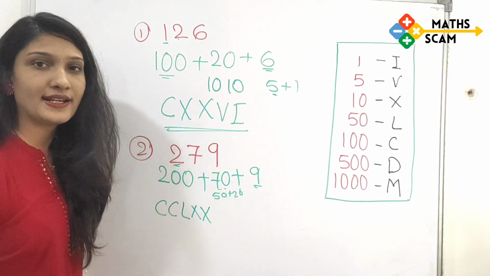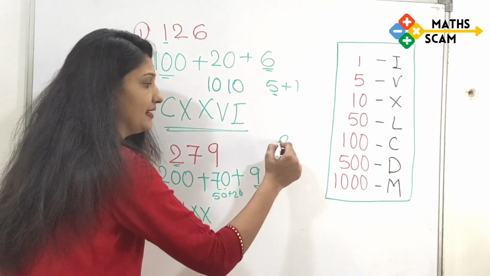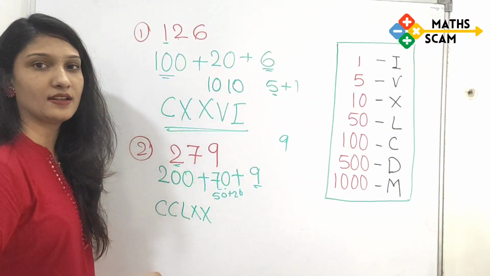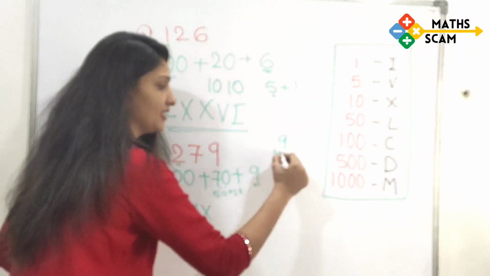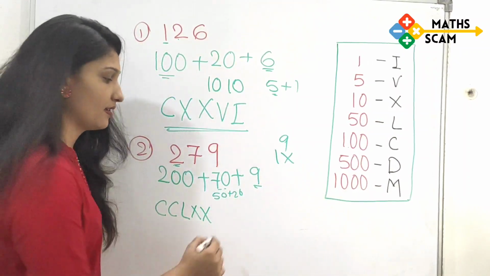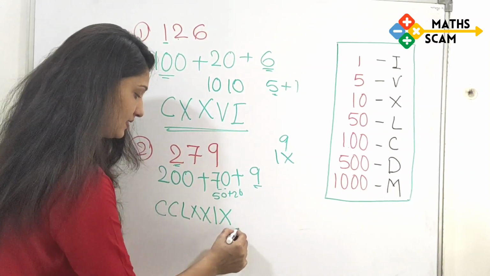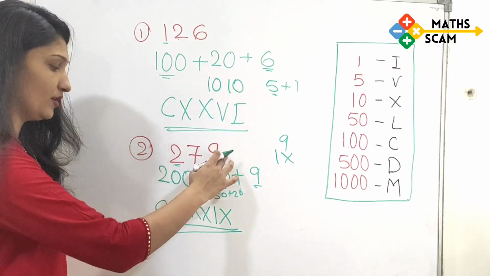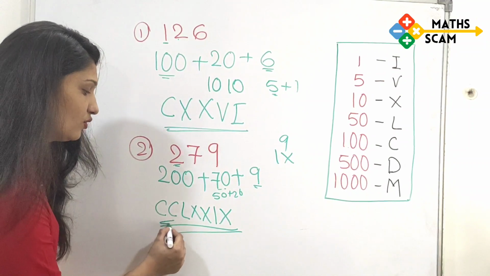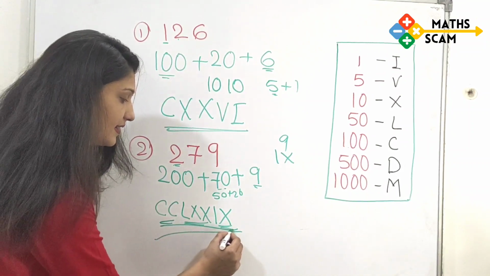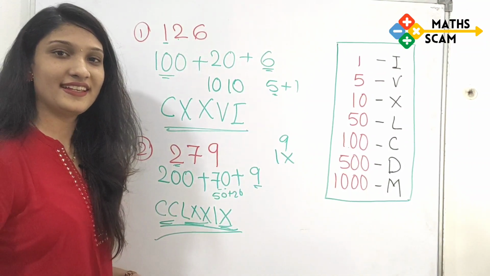And how to write 9? 9 comes before 10. So it will be preceded by 1. So 9 is IX. So how to write 279? 279. Got it? Easy?